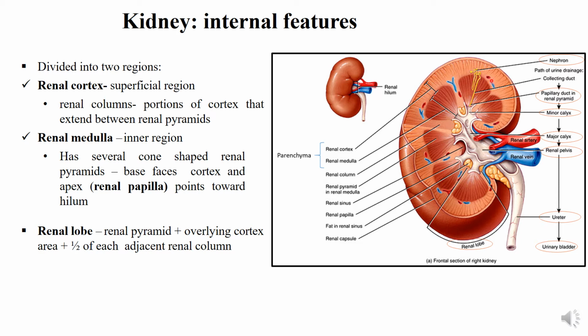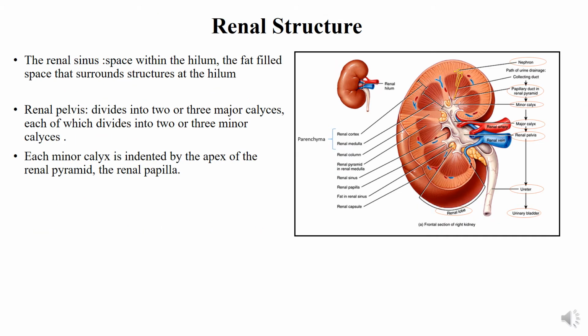Then you have the collecting duct where the urine will be collected, and then this urine will move into the papillary duct in the renal pyramid, and from the papillary duct it will be drained into the minor calyx. From the minor calyx it will go to the major calyx, and then to the renal pelvis, and from the renal pelvis it will go to the ureter, and the ureter will convey this urine to the urinary bladder.